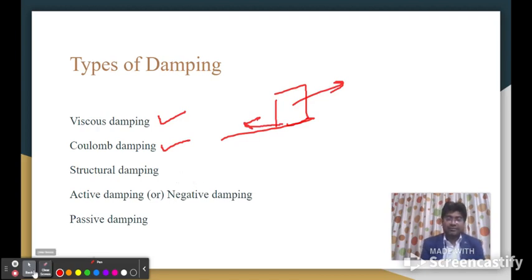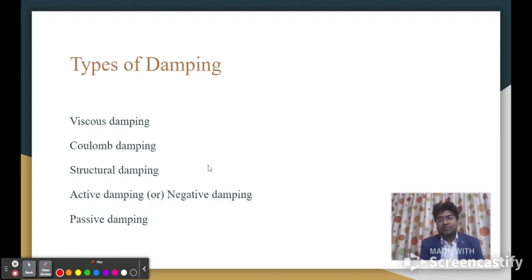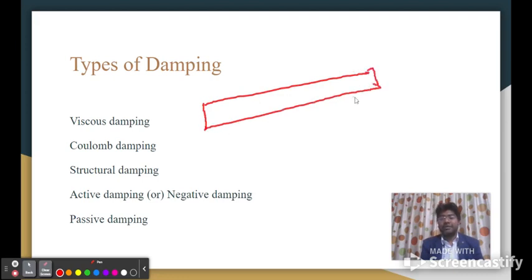Structural damping: when the molecules of the structure oppose the motion, it is known as structural damping. Let this be the beam. Now you have put a load over here. It gets deflected a bit from this position to here. Now the molecules adjacent to the load want to get back to their original position. Load is acting over here, and they are resisting this load or this deflection. This is structural damping.